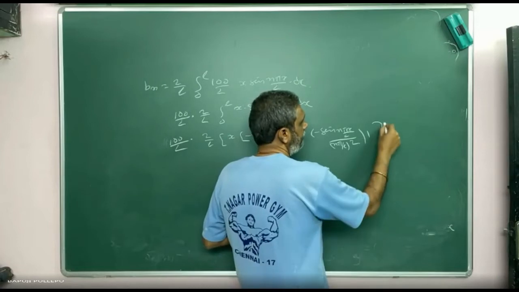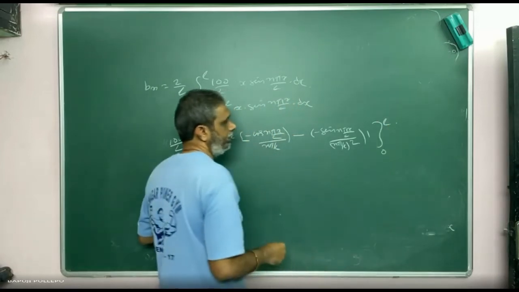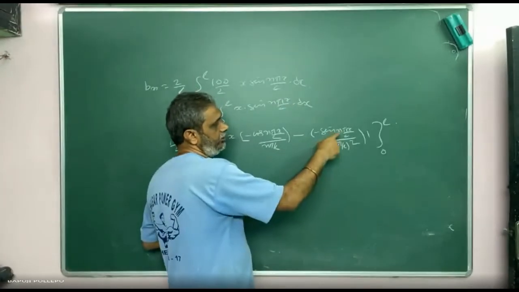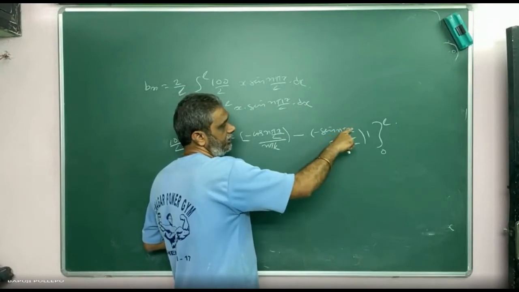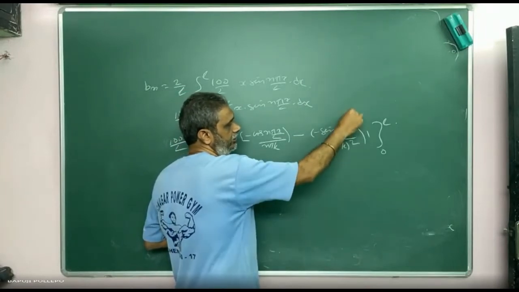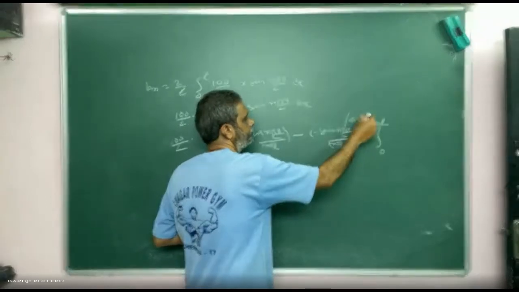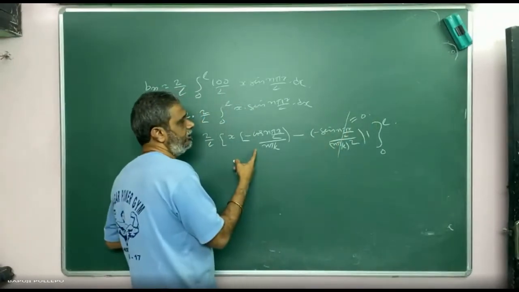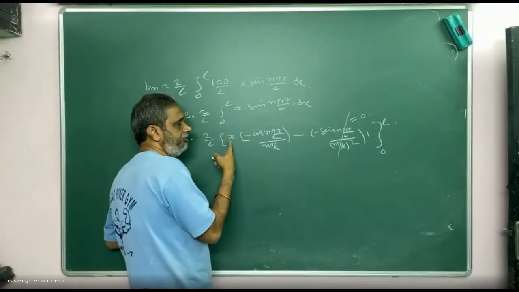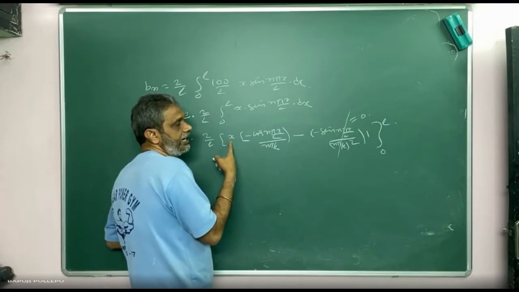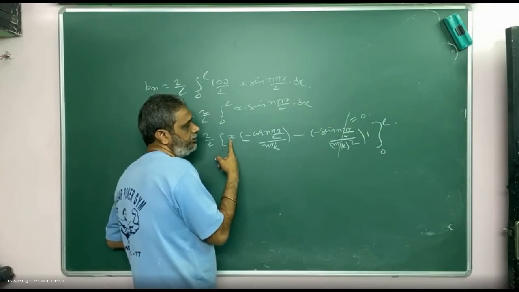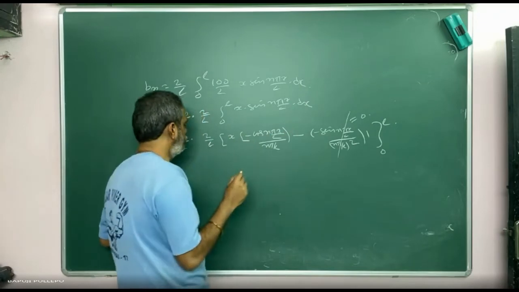My limits run from 0 to L. If you apply 0, sin 0 is 0. If you apply x is equal to L, L L will cancel, and sin n pi is also 0. This is waste. Only this will stand. Here also the lower limit is waste, the upper limit alone stands, because x is equal to 0 means 0 into anything is 0. So what will I get?